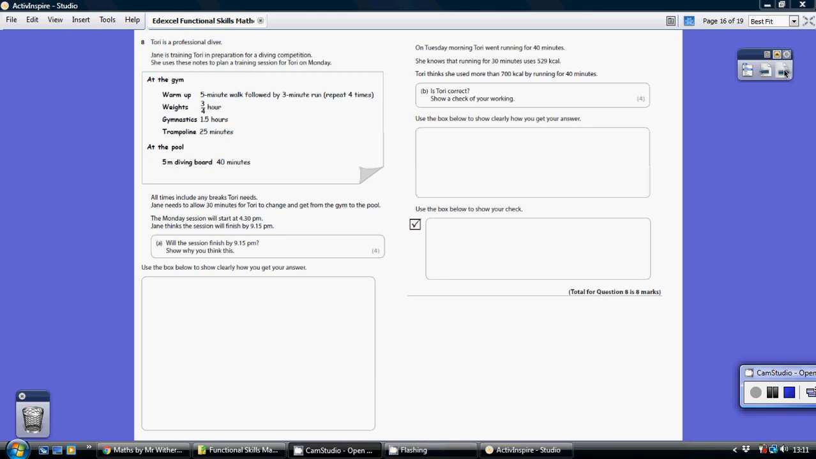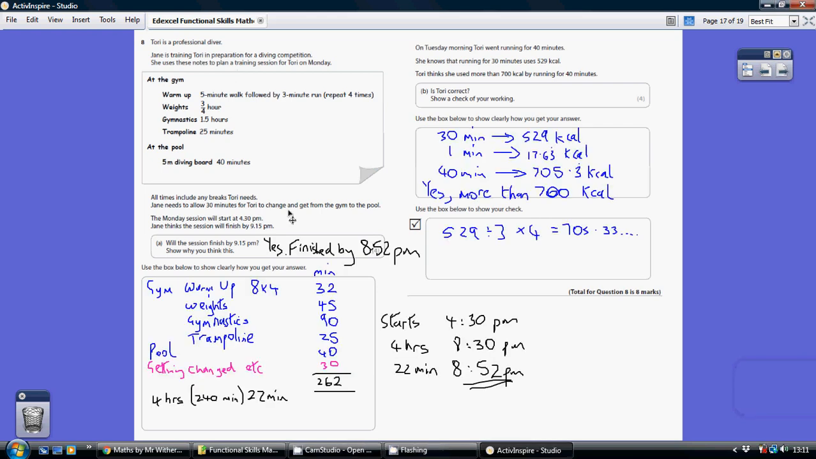Question 8. So we've got to add up all of these activities. So we've got a 5-minute walk and a 3-minute run. So that's 8 minutes in total. And we repeat this 4 times. So 8 fours are 32. So that's the warm up.